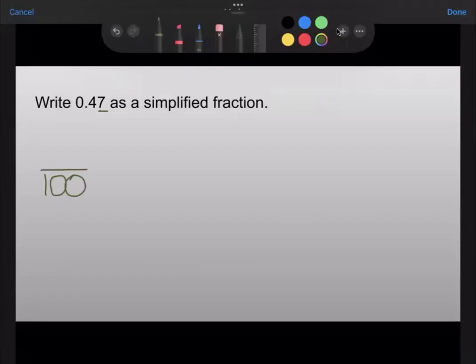Then after that, all I have to do is take that number and put it right on top of that denominator. So 0.47 as a fraction is 47 over 100. Now I need to see if I can simplify it. There are lots of things I can divide 100 by, but I can't think of anything that I can divide 47 by. I believe it may be a prime number. So that means this already is a simplified fraction. The answer would be 47 over 100.